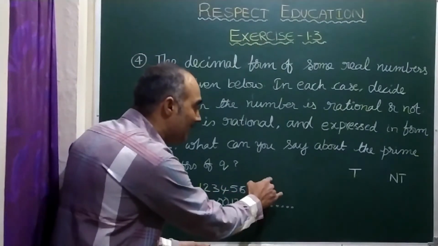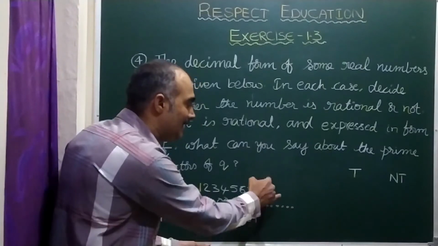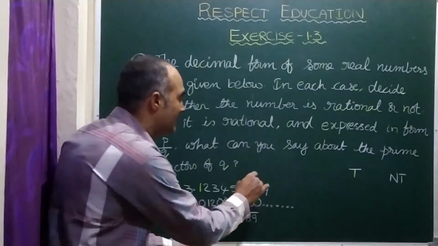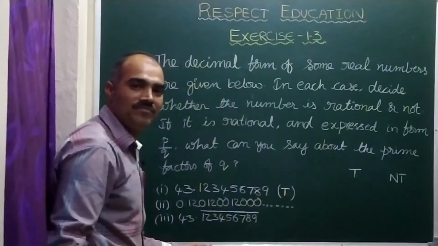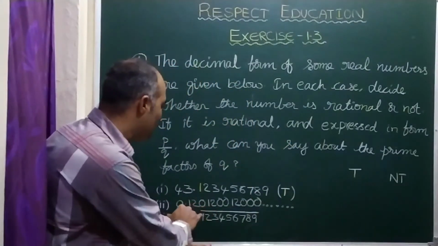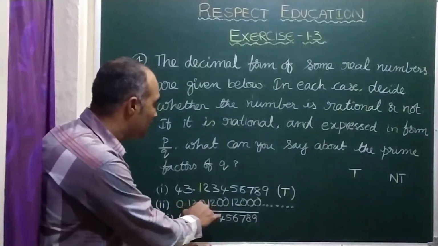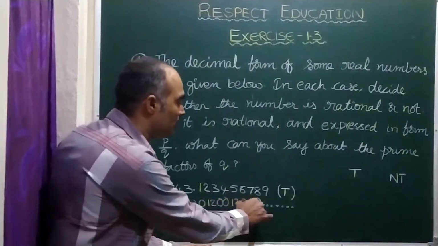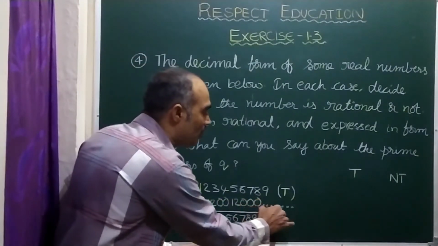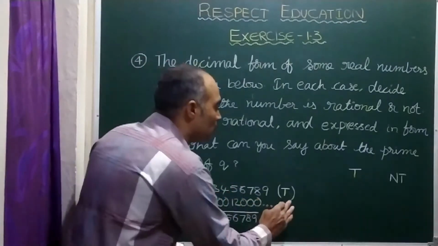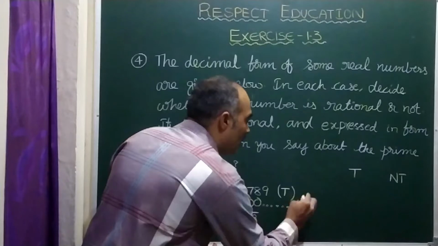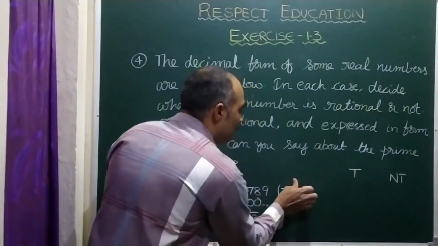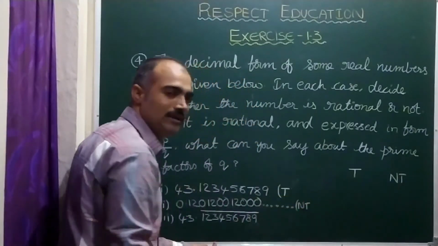So here you see it ends with 9, right? So it is terminating, children. I am writing just T for terminating. Here you see 0.120120012000, and so on. These dots indicate it has no ending, it is non-terminating. First one is terminating, second one is non-terminating.